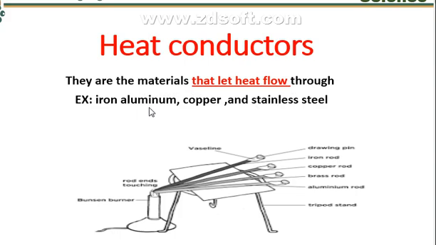What's the meaning of heat conductors? They are the materials that let heat flow through. Examples, like what? Like iron, aluminum, copper, and stainless steel. As we see in the photo, there are four rods, and at the end of all of them is a candle fire. I see an iron rod, a copper rod, a brass rod, and an aluminum rod. We see which is faster than the others, which are the heat conductors that let heat flow through.